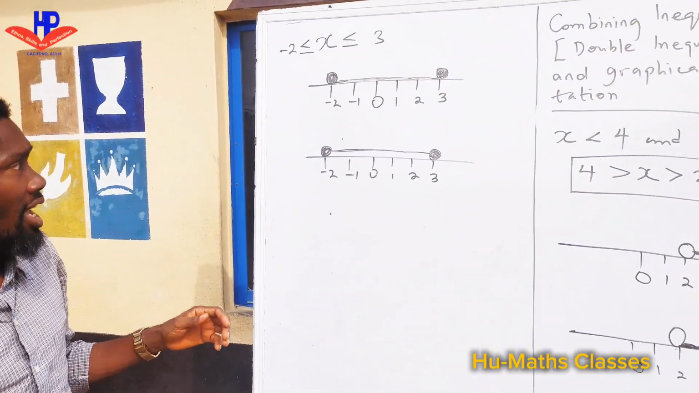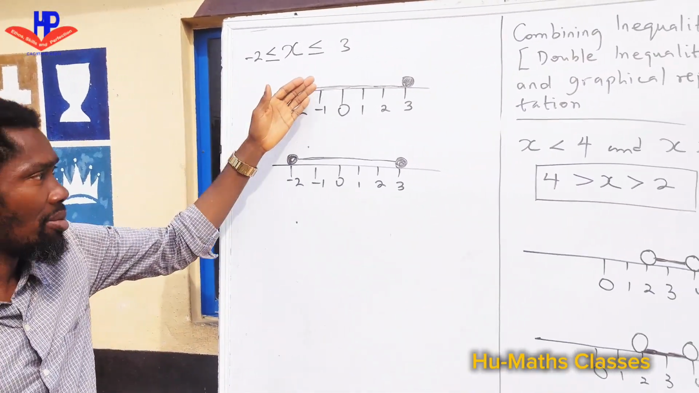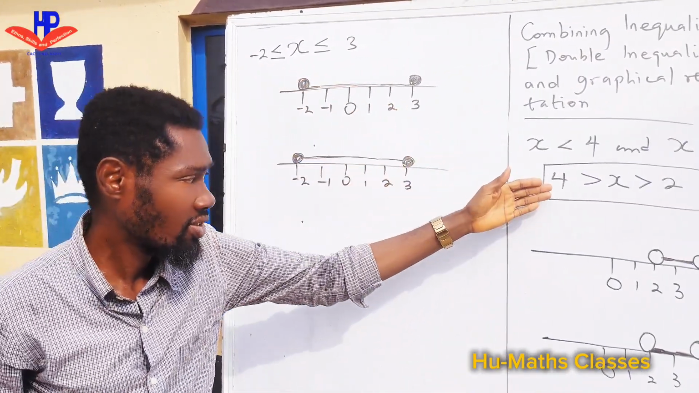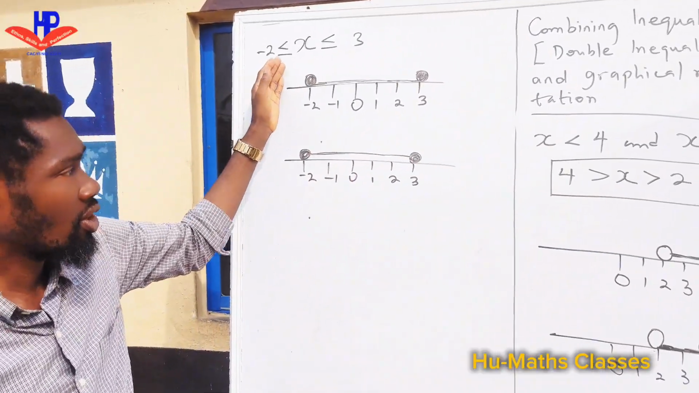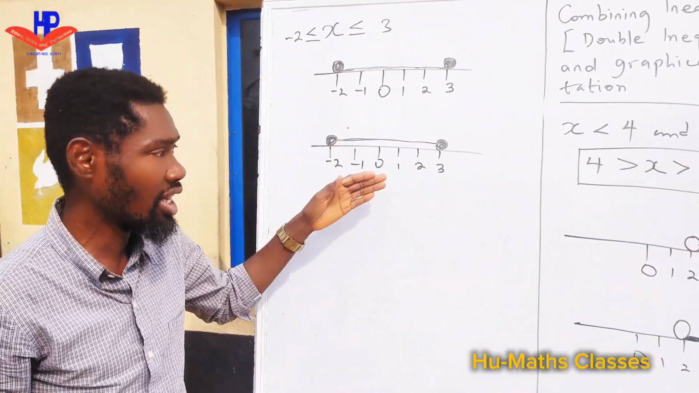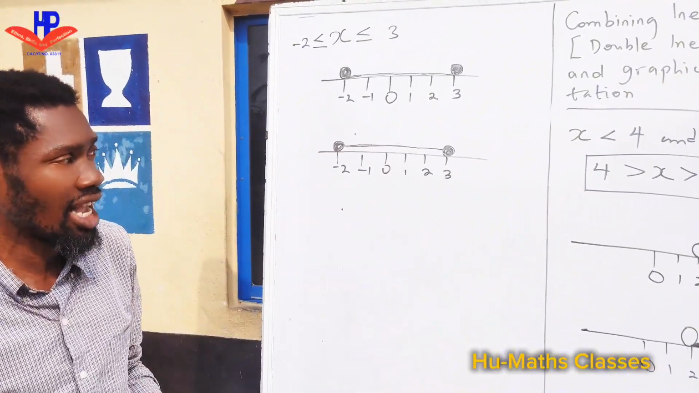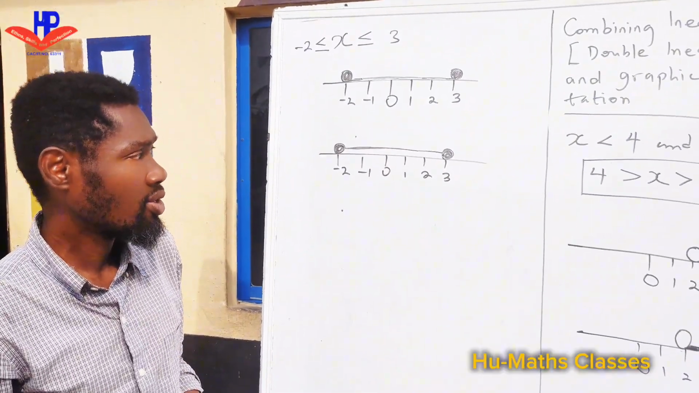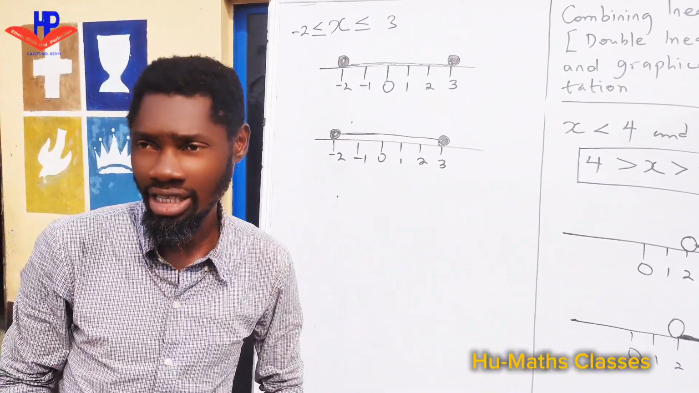So we looked at double inequalities. These are examples of double inequalities, and that's how you go about solving them and putting them on a line. In our next class, we'll solve more problems to help you have a better understanding. Thank you.